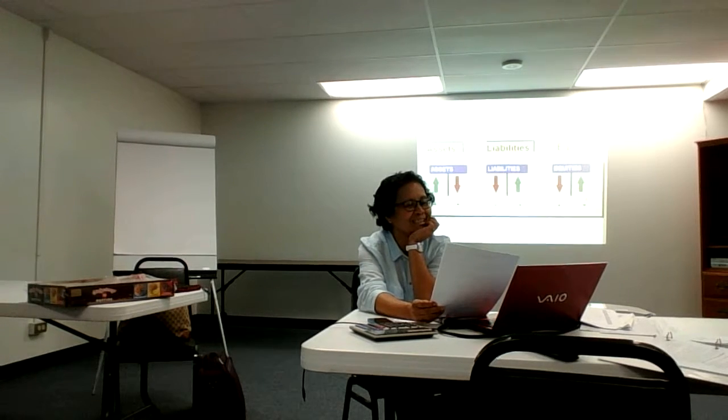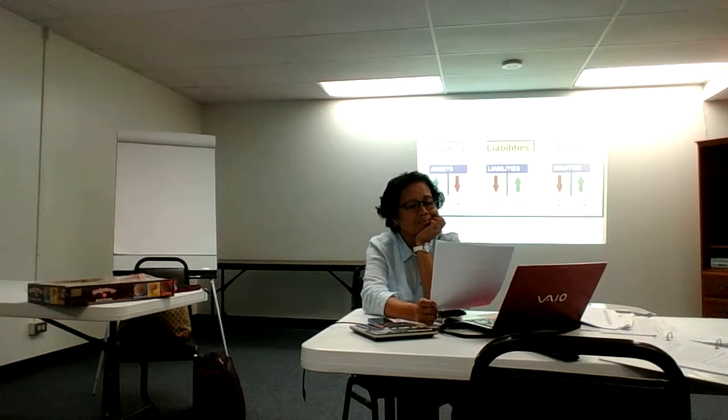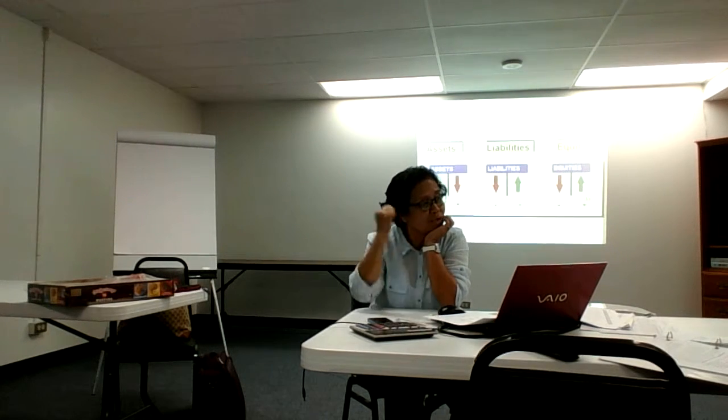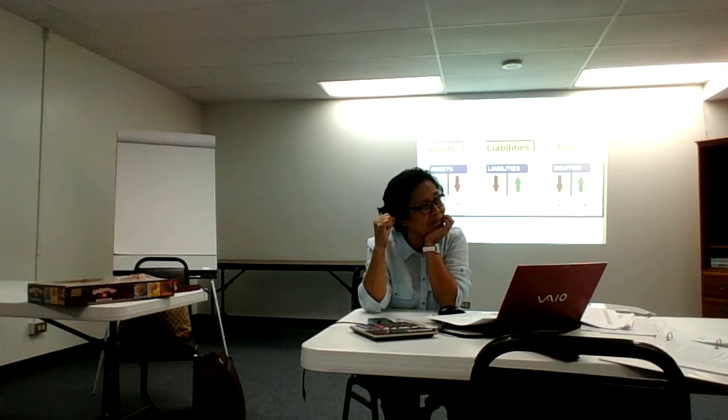On the liability side, what does it say? Decrease is debit, increase is credit, and that's the normal balance. Where are liabilities located on the equation? On the right side. So every time you increase a liability, it's a credit. Every time you decrease, it's a debit.